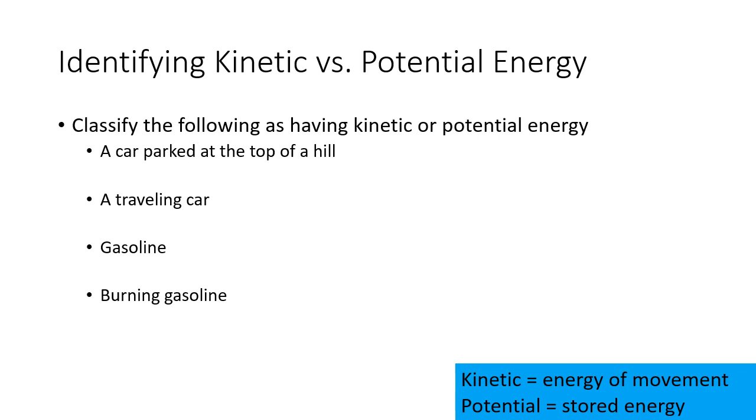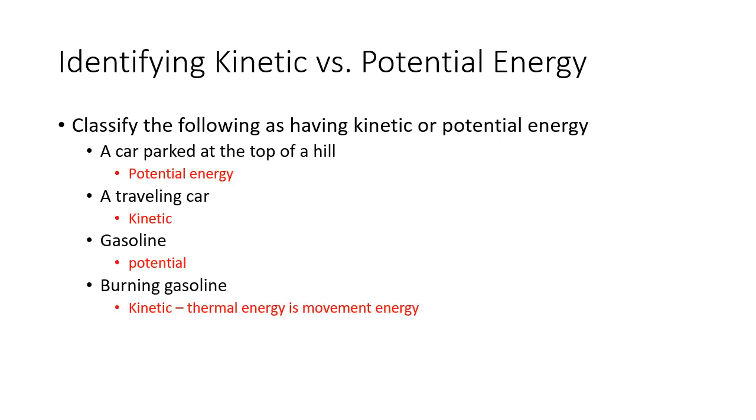Classify the following as having kinetic or potential energy: a car parked on top of a hill, a traveling car, gasoline, and burning gasoline. And I've got the definitions in simplified form in the bottom right-hand corner there. So I want you to pause and think these through and label them as kinetic versus potential.